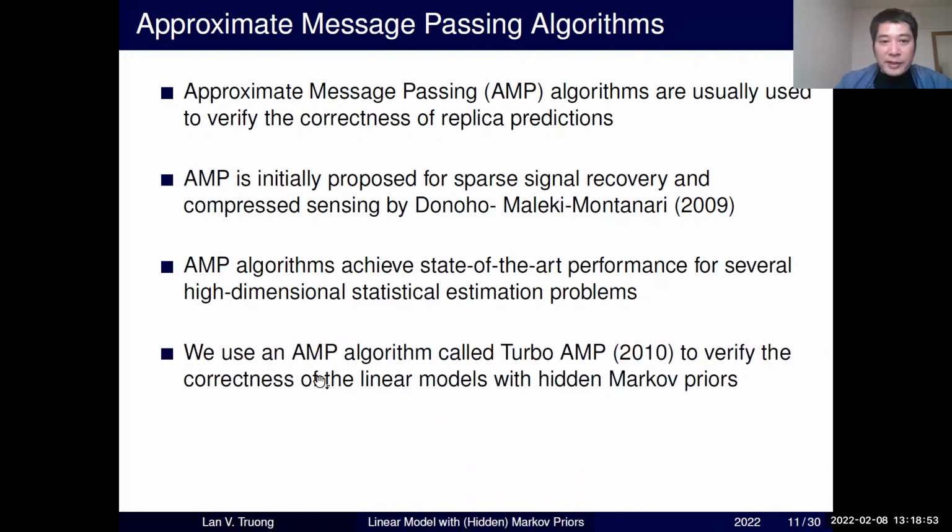In this work, we use an AMP algorithm called turbo AMP to verify the correctness of the linear model with hidden Markov prior. So in summary, to verify the correctness of the replica prediction for the linear model with Markov chain priors, we use MCMC. To verify the correctness for the linear model with hidden Markov prior, we use the AMP algorithm.